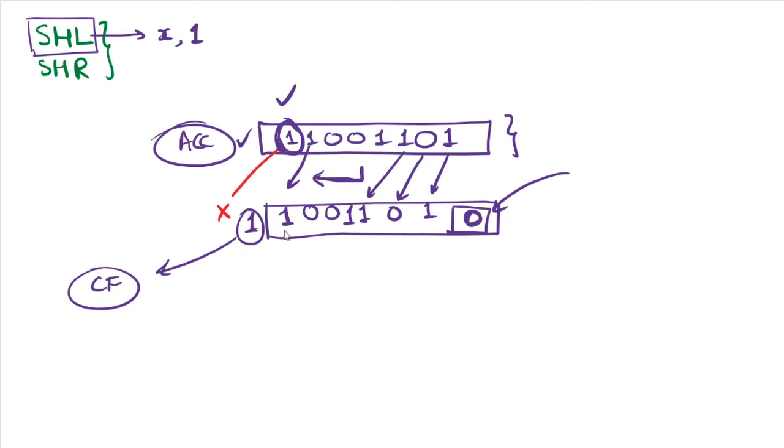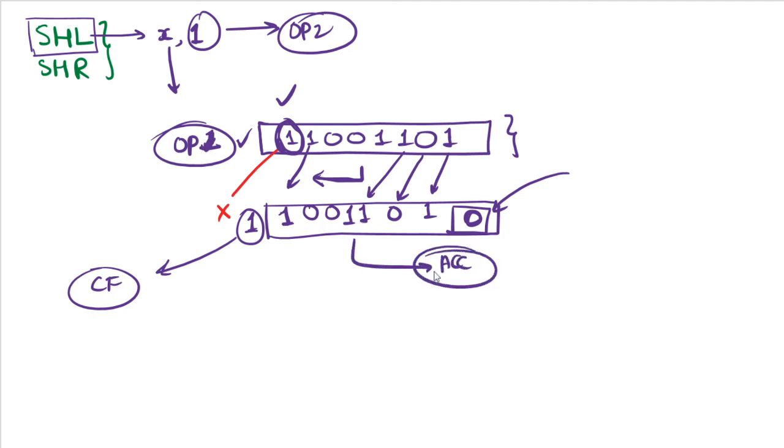Now another thing. Let me put it this way, just a second. This is not actually the value inside the accumulator, this is the operand. This is operand 1. Now operand 2 is 1, shifting by 1 bit. This is operand 2. Now this value is the value inside the accumulator.